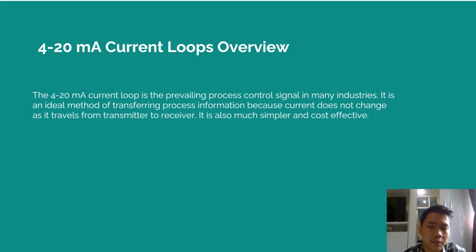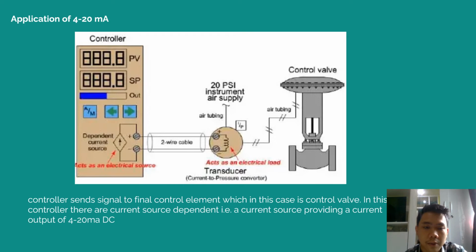4 to 20 milliampere current loop overview. The 4 to 20 milliampere current loop is the prevailing process control signal in many industries. It is an ideal method of transferring process information because current does not change as it travels from transmitter to receiver. This is much simpler and more cost effective than other methods. We have an application of the 4 to 20 milliampere current loop.